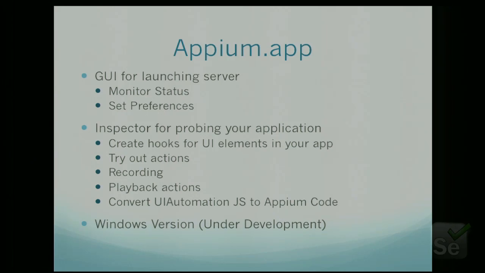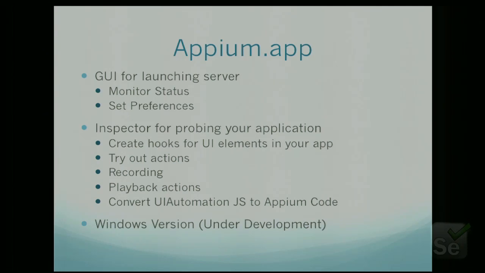So one key advantage of Appium is that we have a really strong GUI for sketching out your automation ideas and inspecting your app. It lets you launch the server, set all your preferences from there. No --verbose, log-level equals. It's all in a nice little checkbox and text field format for Windows and Mac.